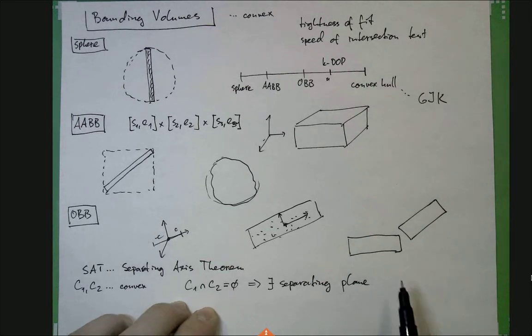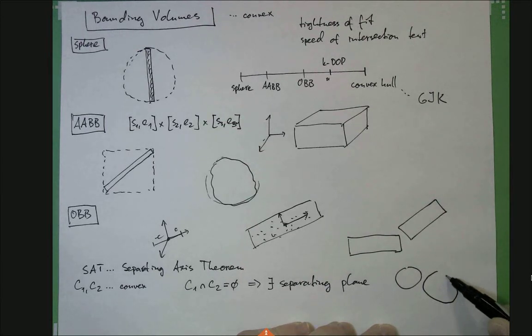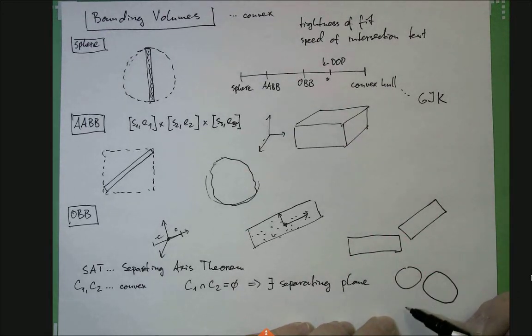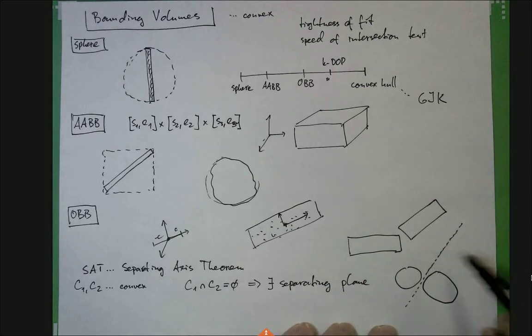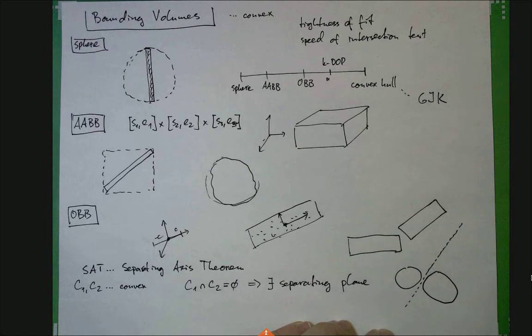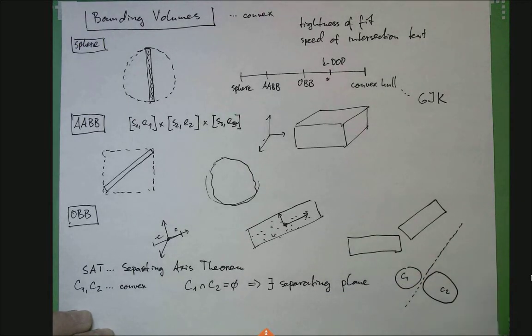So what this theorem says is that if I have two convex objects, and they are not intersecting, then I can always find a separating plane between them. A plane such that one half space contains one object and the other half space contains the other object. So this is my C1, this is my C2, and this, by the way, works in any dimension. It can be dimension 1,000,000, it still works.